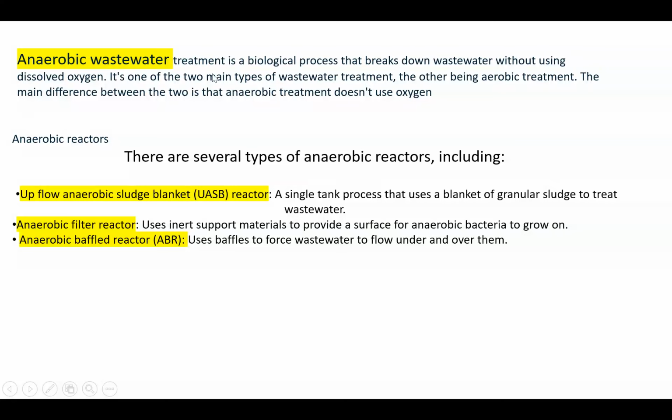Anaerobic wastewater treatment is a biological process that breaks down waste in water without dissolved oxygen. So that is the major difference. Here we are not considering the oxygen intake. The main three types of anaerobic reactors are the upflow anaerobic sludge blanket reactor, the anaerobic filter reactor, and then the anaerobic baffled reactor. Okay, so these are the three types of reactors.